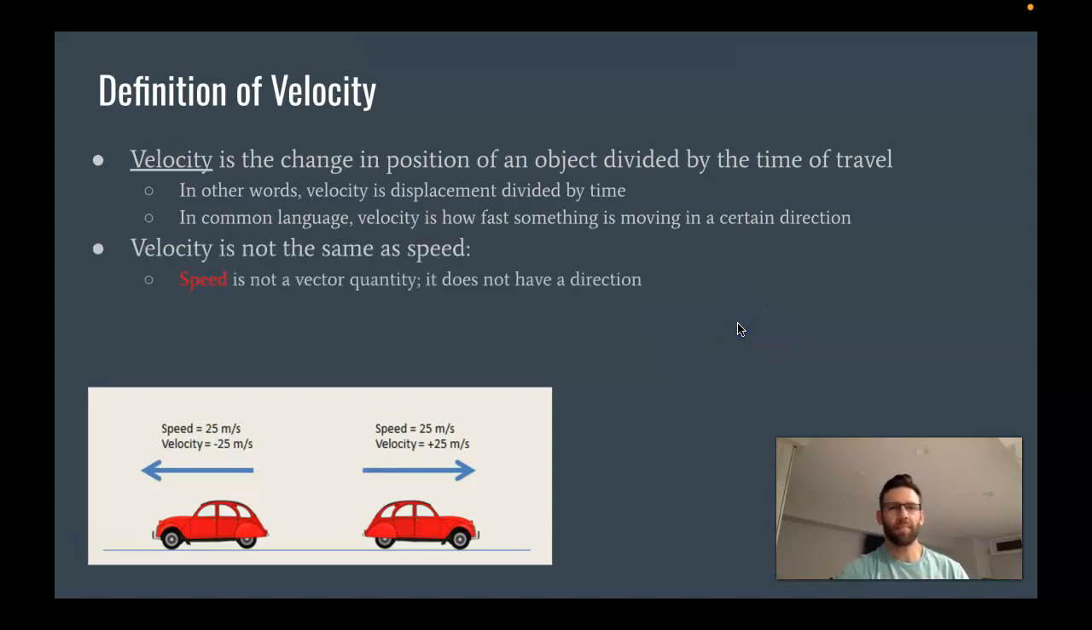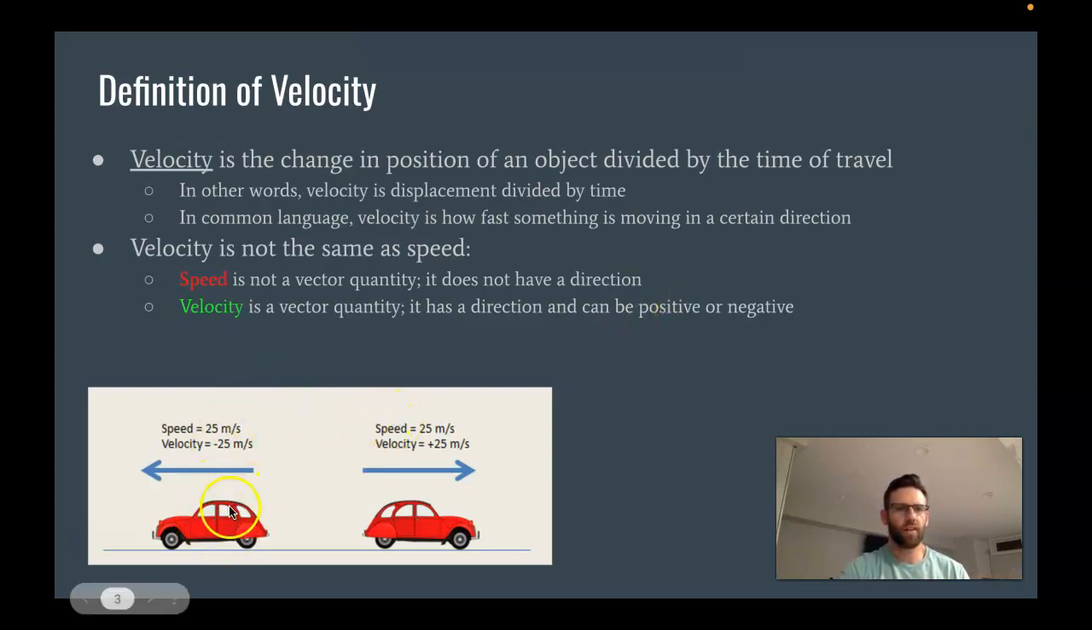Velocity is not the same thing as speed. Speed is not a vector quantity. It doesn't have a direction. Velocity does. So just like when we talked about displacement and how you could have negative displacement, and you can move in the negative direction because you're moving to the left, velocity is the same. If you are moving to the left, then you might have a negative velocity. And so that's what this picture right here is showing, that this car has a negative velocity.